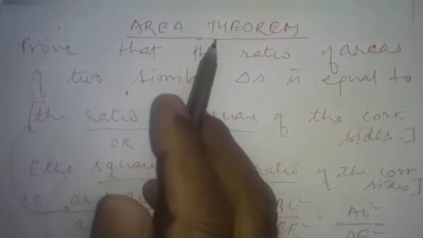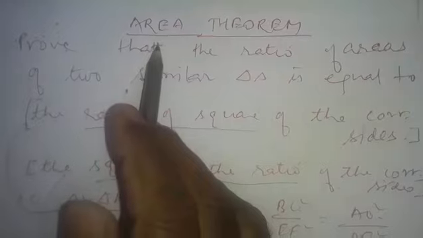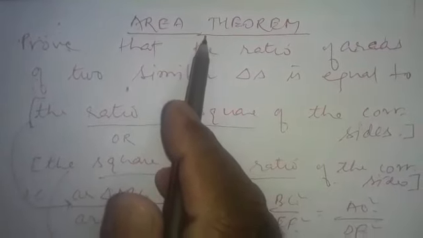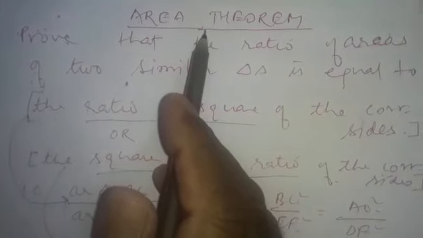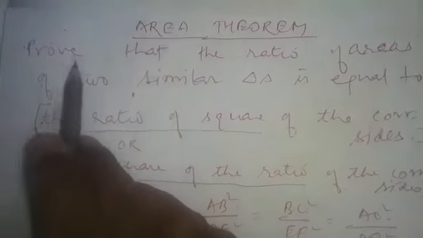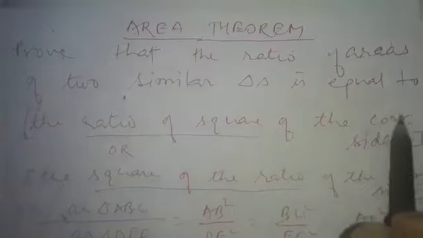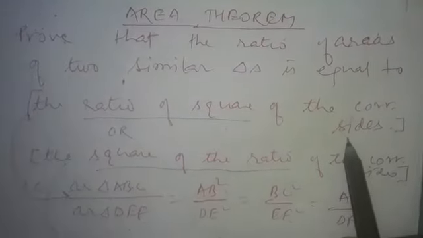Now today we are going to explain the area theorem. It is a very important theorem and may be asked in any of the examinations. Now the theorem is: prove that the ratio of areas of two similar triangles is equal to the ratio of the square of the corresponding sides.